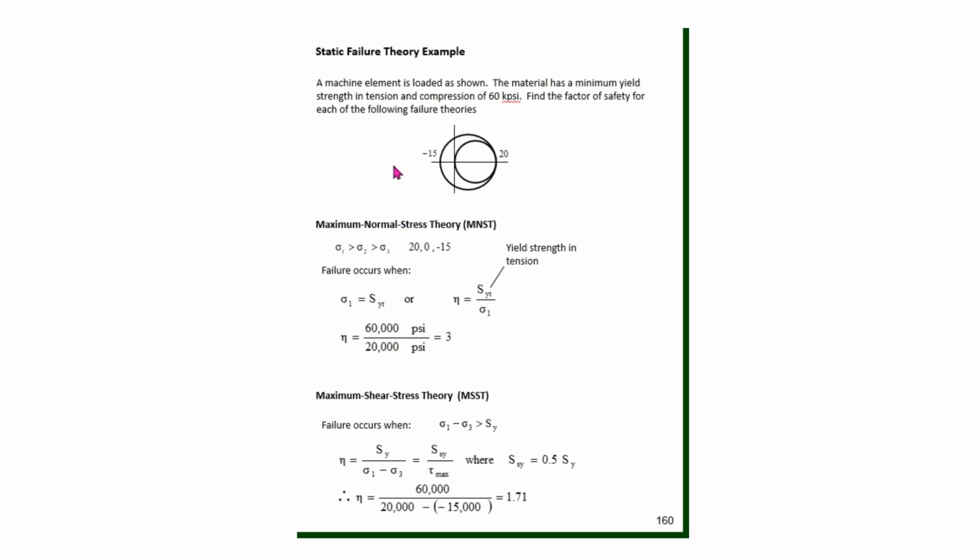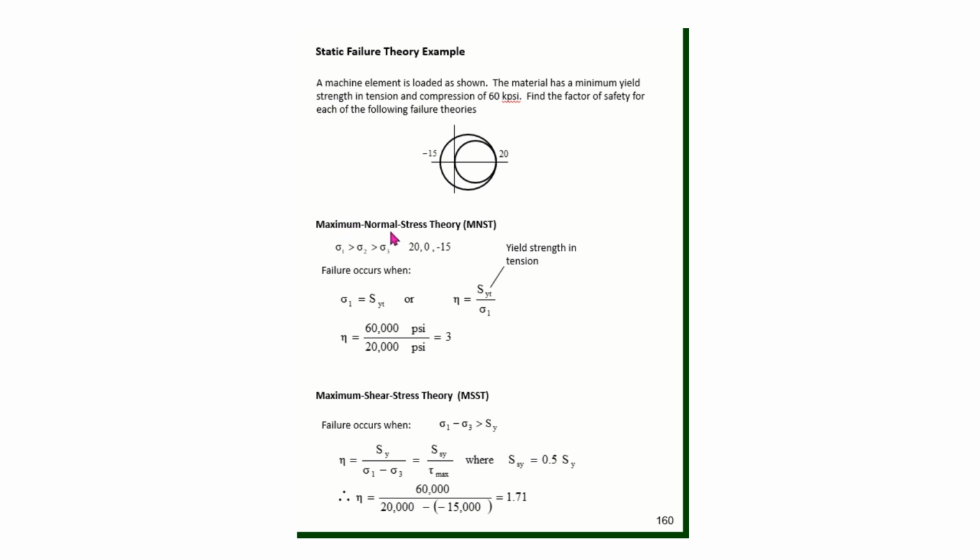So if we look at a static failure example, here we have a machine element and it's loaded as shown so that we have these Mohr circles. The material has a minimum yield strength in tension and compression of 60 kpsi, and it says find the factor of safety for each of the following failure theories.